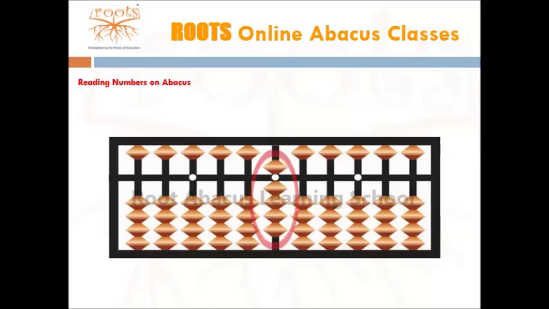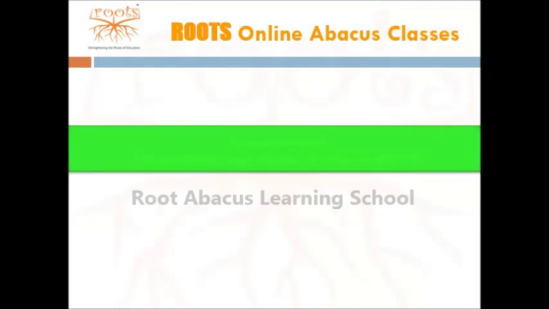Here, we see that one bead of value 5 and four beads of value 1 each are touching the bar. It means the abacus is showing 5 plus 1 plus 1 plus 1 plus 1, which is equal to 9. This is the end of the tutorial. Now, complete the exercises given for the practice.